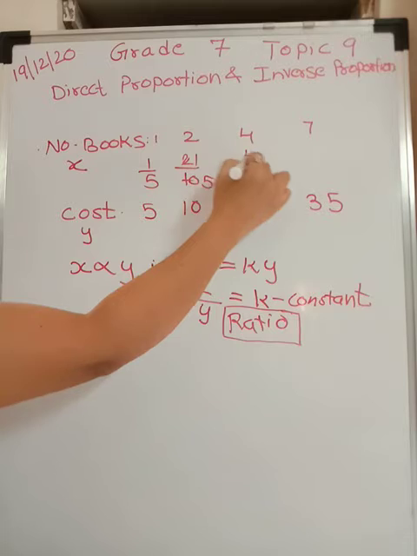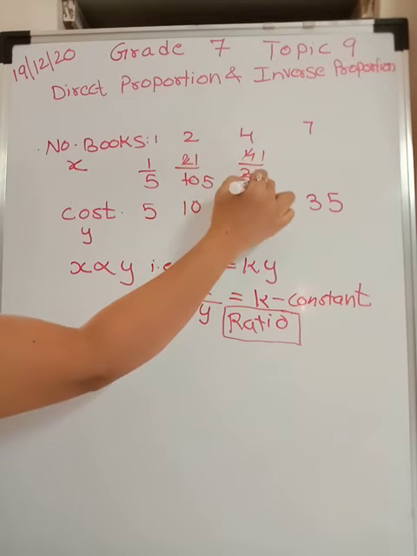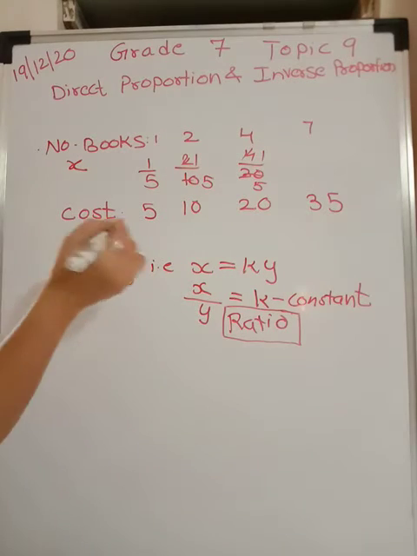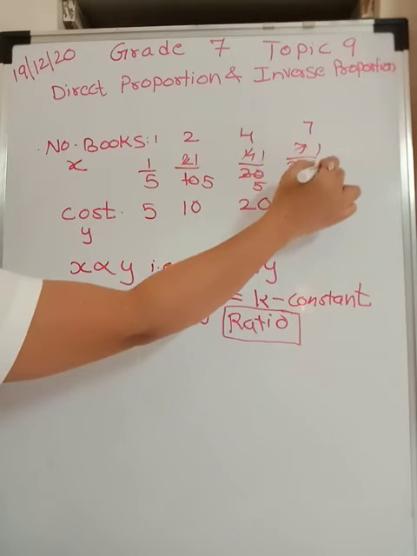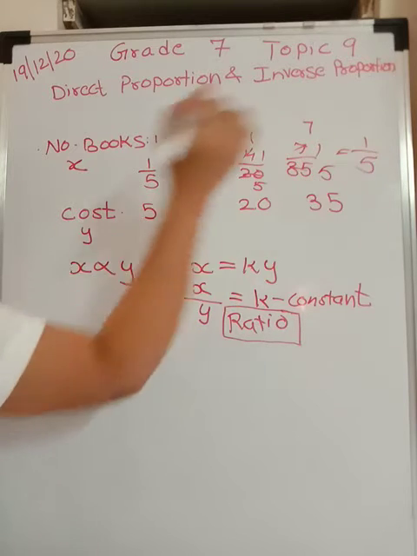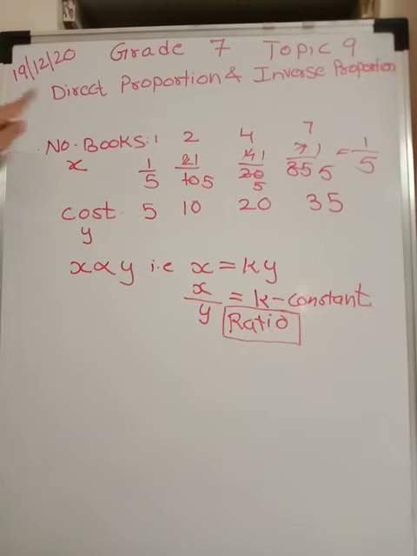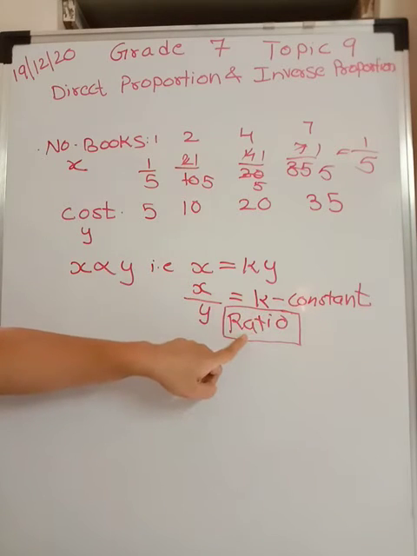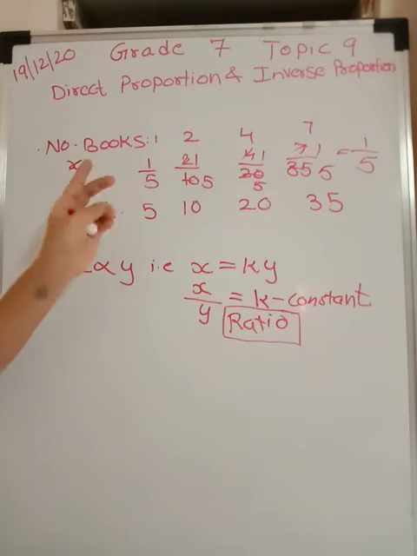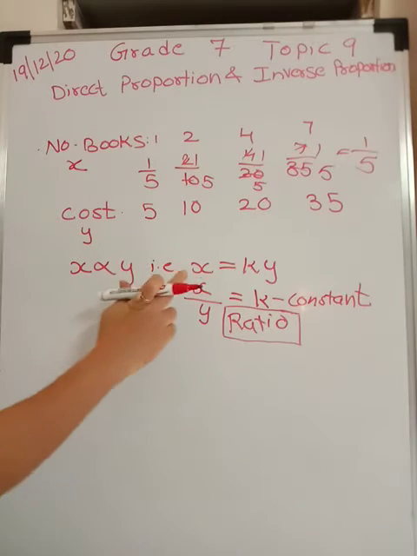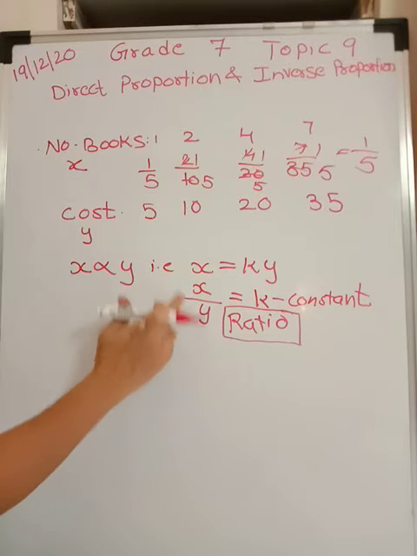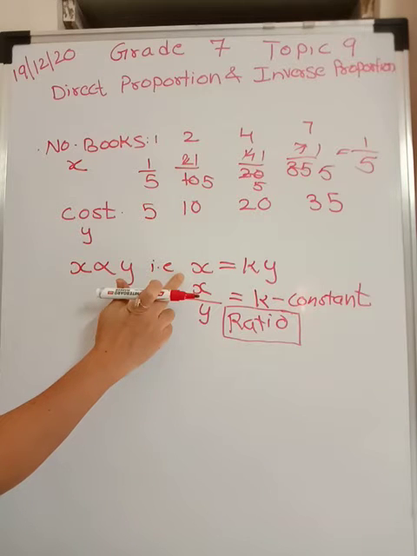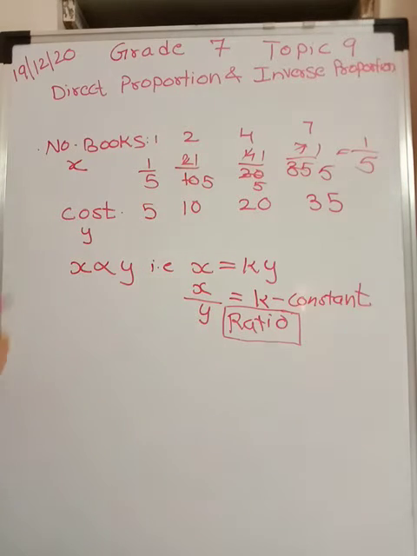Or it can be 4 upon 20, which will be again 4 ones are, 4 fives are. Again 1 upon 5. See how the ratio is remaining constant? See, 7 upon 35. 7 ones are, 7 fives are. Again it is 1 upon 5. So always remember, in direct proportion, the ratio is constant, always 1 upon 5. This is the equation of direct proportion, and k value is x upon y. X is equal to ky.